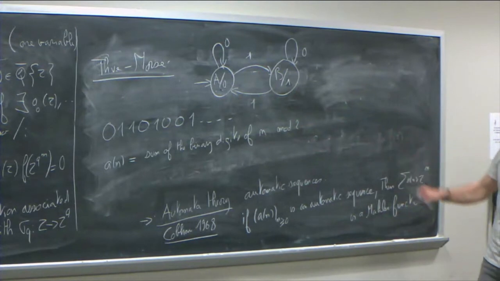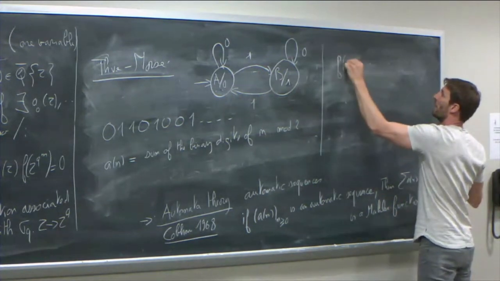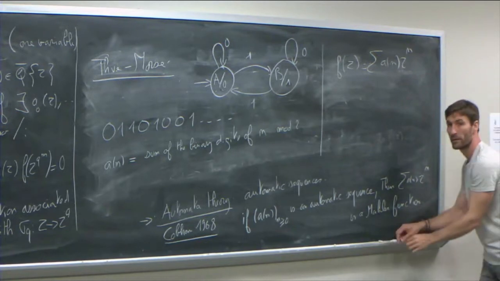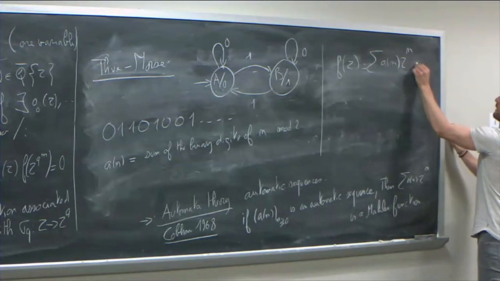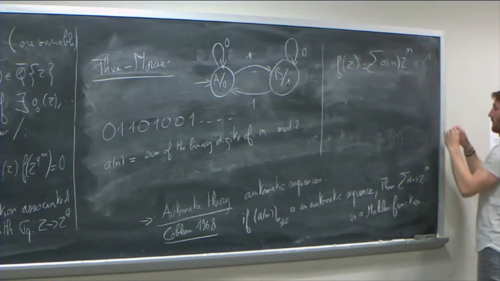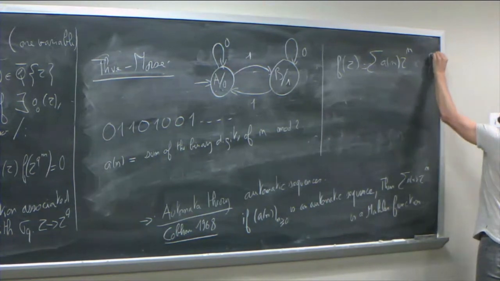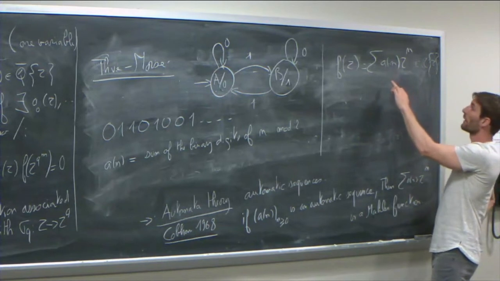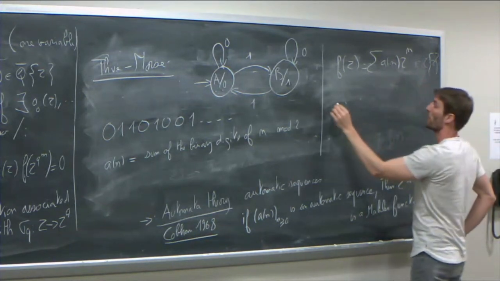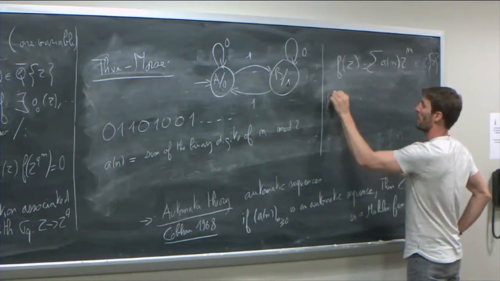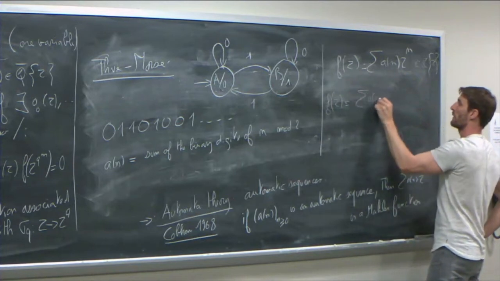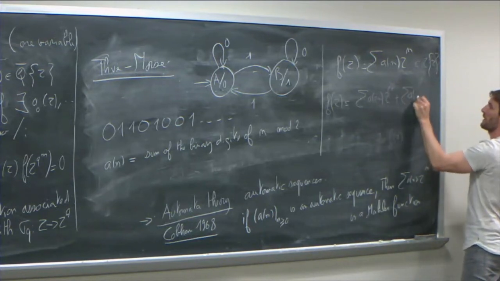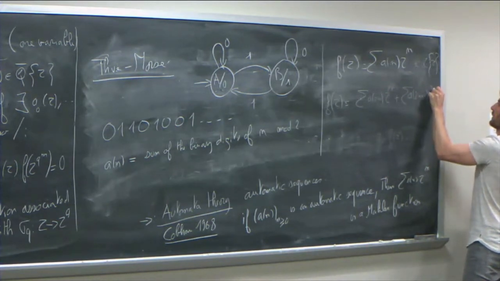Now if you consider the generating series associated with that, you get f(z) equal to the sum of a_n z^n. And now we can show that it satisfies a Mahler equation. It's in Z[[z]]: the coefficients take only the values 0 and 1. And if I consider the sum, I can split it into the even and odd parts. So I can say that f(z) is the sum of a_{2n} z^{2n} plus the sum of a_{2n+1} z^{2n+1}.